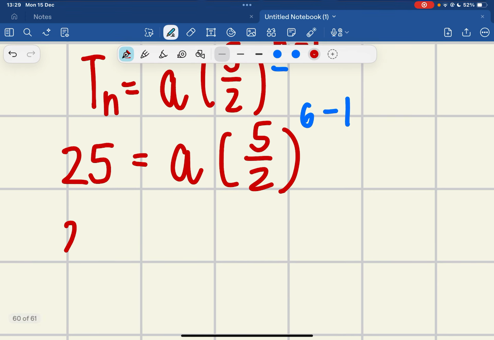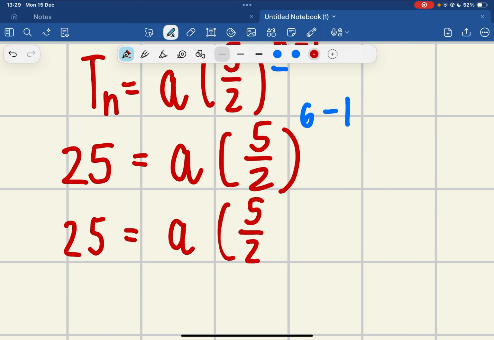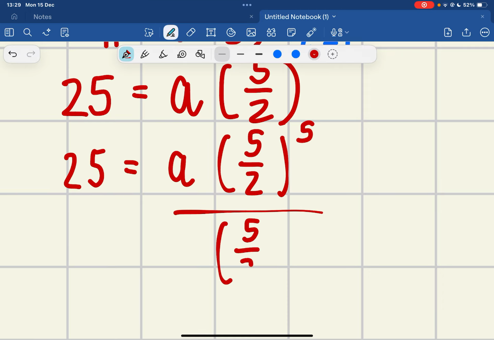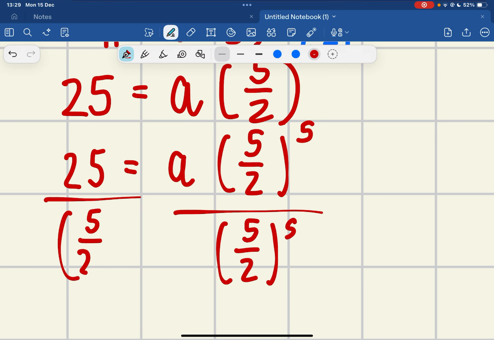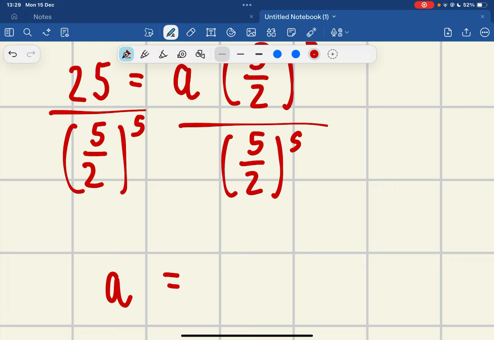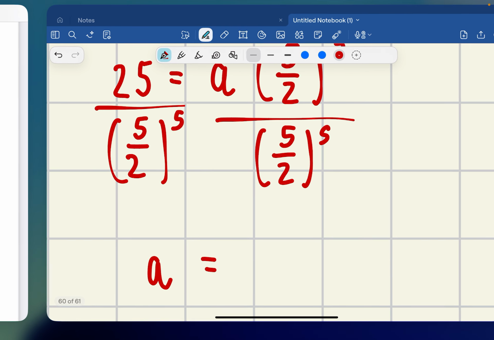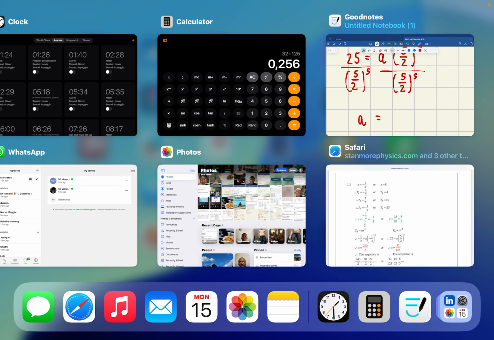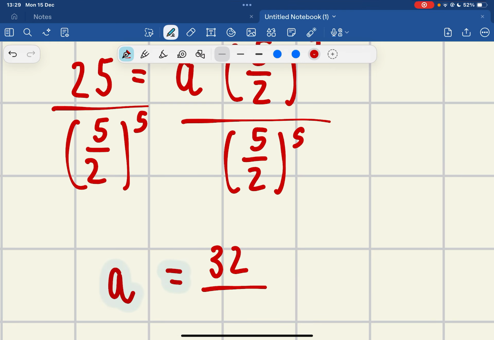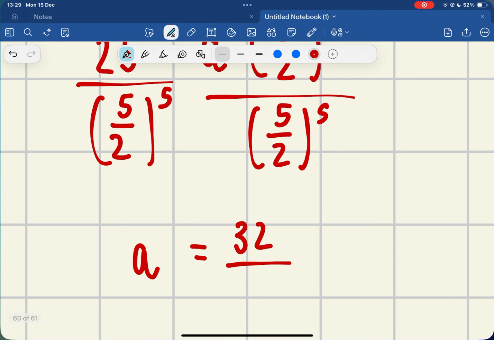So therefore, if we simplify it, it will be 25 is equal to A times 5 over 2 to the 5. Divide on both sides and find the value of A. And the value of A would be 0,526, or otherwise can be rewritten as 32 over 125.